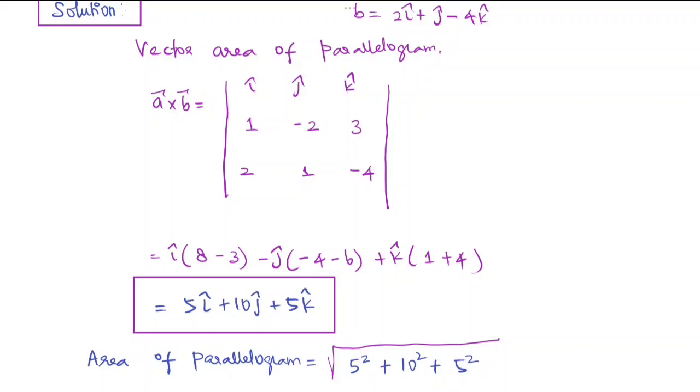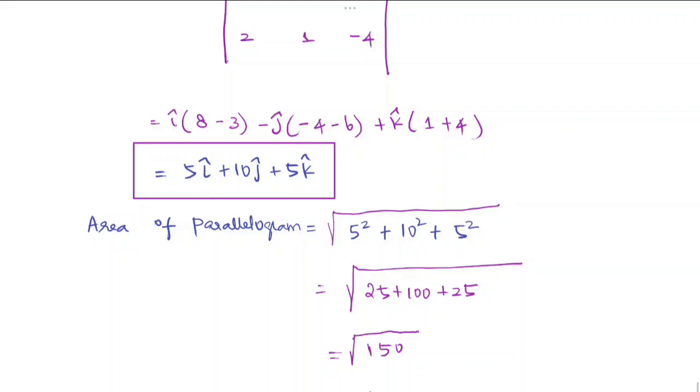Then after that we have to find the area of the parallelogram. Just we have to take the root of this value. Root of 5 square, 10 square, 5 square. So then we have to add everything, and the final answer will be 5 root 6. Root of 25 into 6, so 5 into root 6.